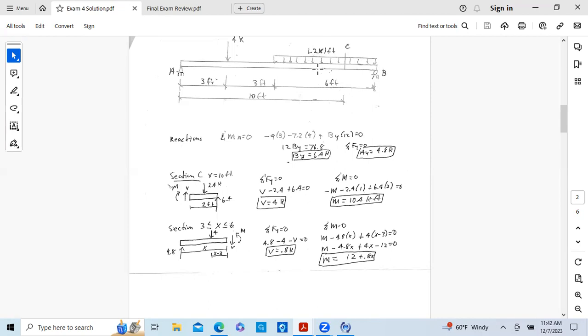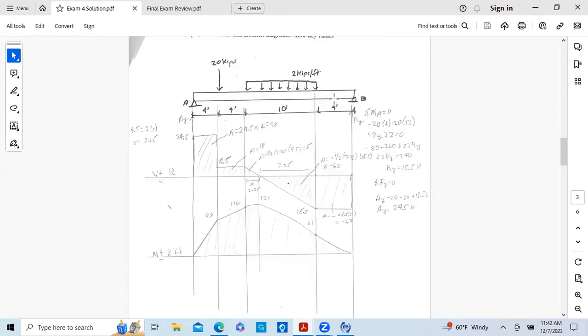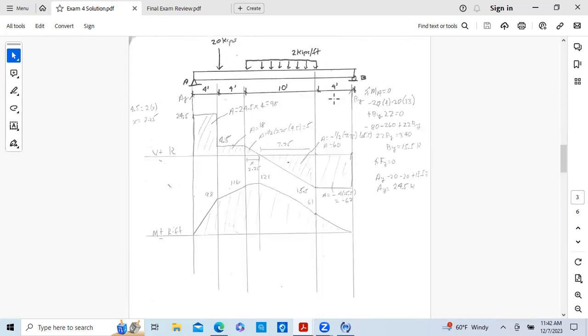Now let's take a look at the third question. And again, this was a shear and moment diagram. Again, the first thing you do is you calculate reactions at A and B. A sub Y is 24.5 kips, and B sub Y is 15.5 over here. So this 15.5 kips over here. So we have a reaction up.